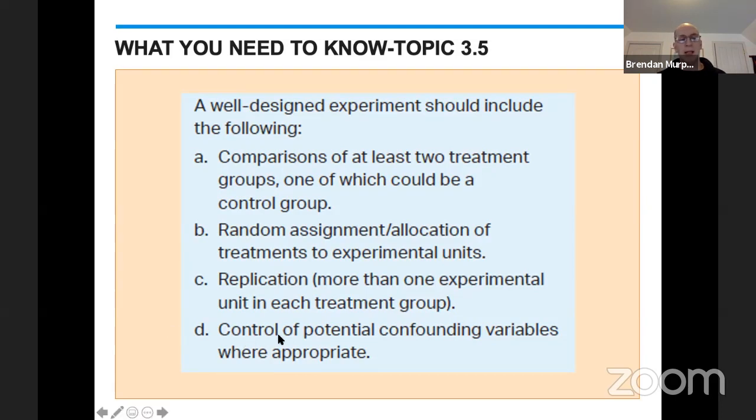And then down here in D, we need to control potential confounding variables where appropriate. We'll talk about confounding variables a little bit more. So, in summary, we need to impose a treatment. We need some randomization. We need replication, and we need to control for outside confounding variables. So those are the four components of a well-designed experiment. As we walk through problems today, I'll try and just repeat those four. Do we have this? Do we have that?